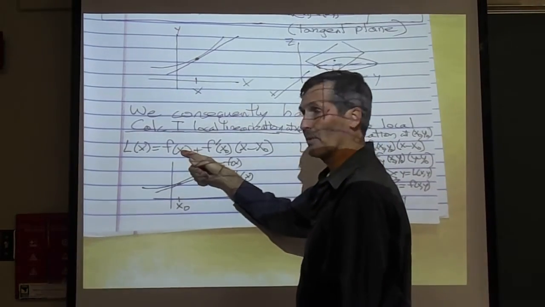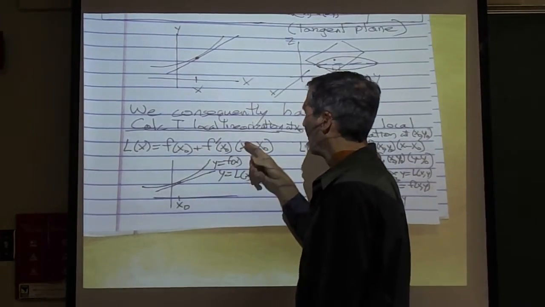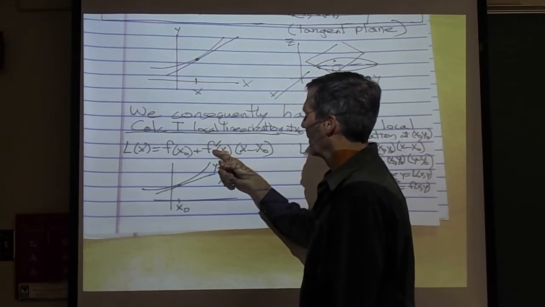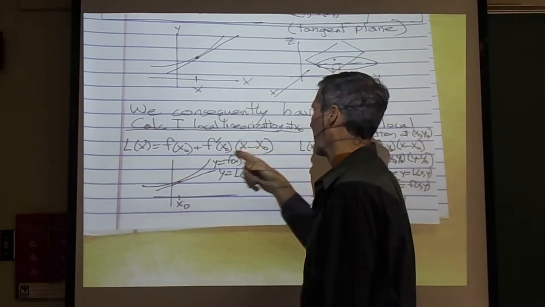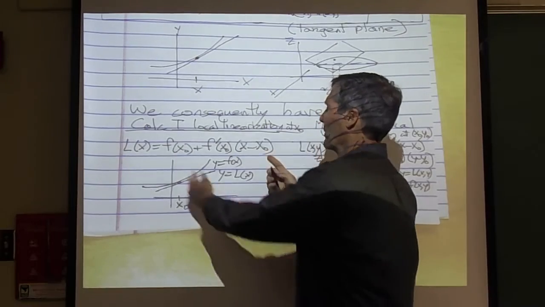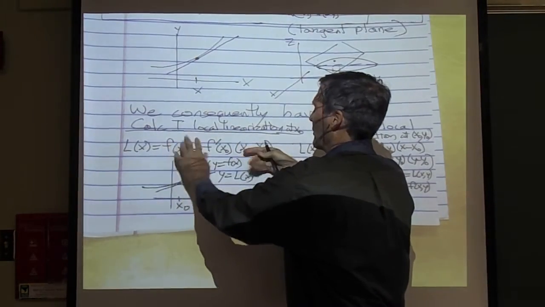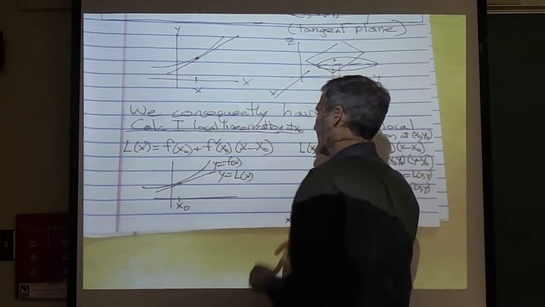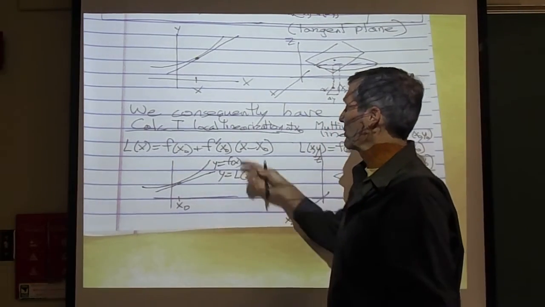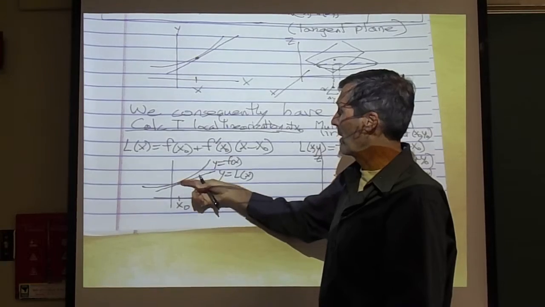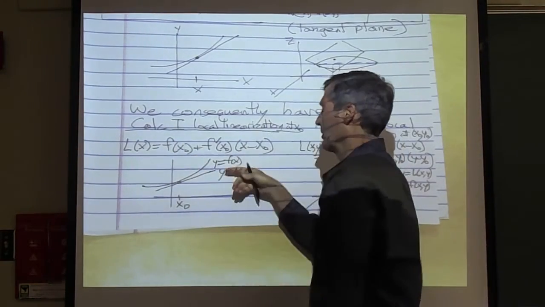This is a constant because you plugged in x0. So the derivative is 0 plus 1 times f prime at x0, plus the derivative of a constant, which is 0. So you take the derivative of L of x. L prime of x is just f prime of x0, right? 0 plus 1 times f prime of x0. So it goes through x0, f of x0 with slope f prime of x0.